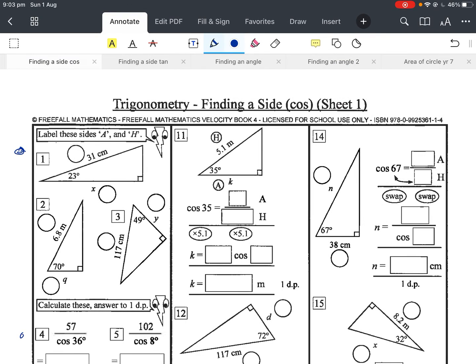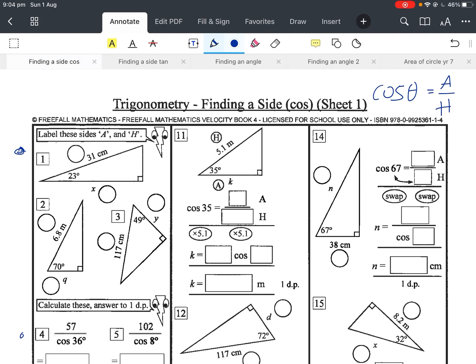Hi Year 9. Today's lesson, Monday the 2nd, is all about finding a side using the cos ratio. Now the cos ratio is cos theta equals adjacent over hypotenuse. Now if you don't know what that means, you really need to go back to some of our previous lessons and have a look at some of the videos that I've made so that it makes sense.